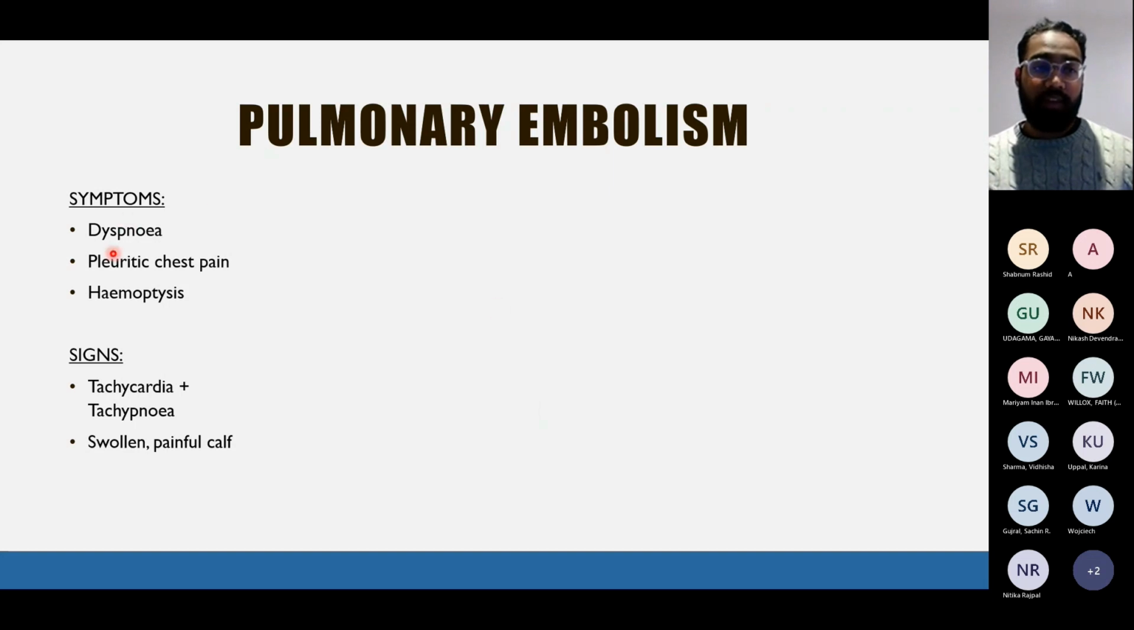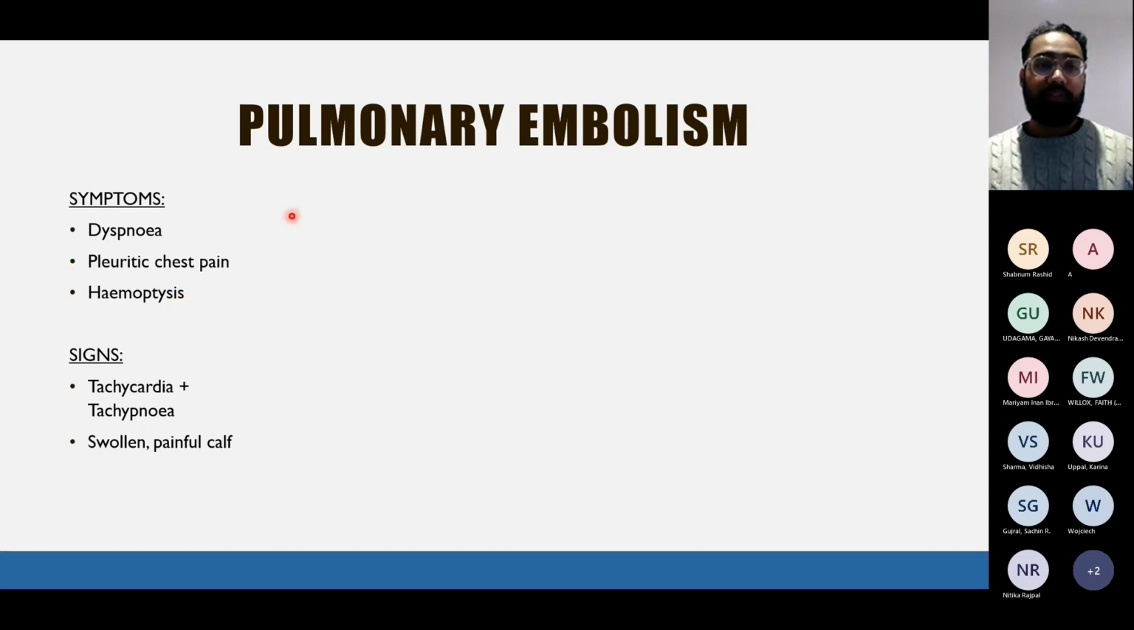You have pleuritic chest pain as well, very typical of pulmonary embolism, and they start coughing up blood. That's the typical triad. If you ever see shortness of breath, pleuritic chest pain, and coughing up blood, 9 times out of 10 on an exam, it's going to be pulmonary embolism.